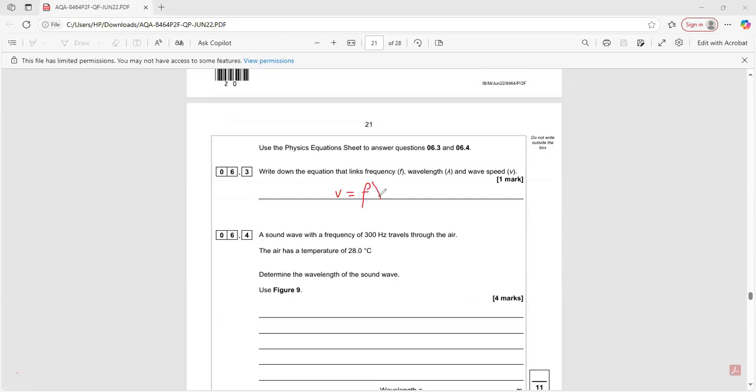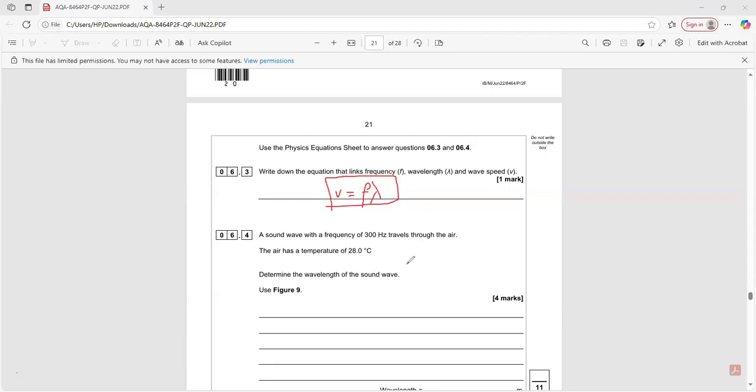Frequency times wavelength. Always remember this. Does it look familiar? Yes. Okay. Of course, they will ask us a practical question now. A sound wave with a frequency of 300 hertz travels through air. The air has a temperature of 28 degrees Celsius. Determine the wavelength of the sound wave.